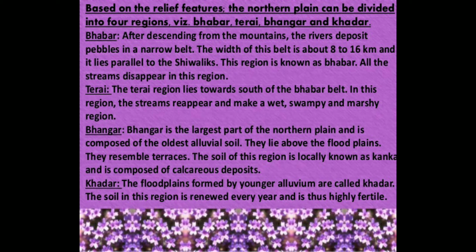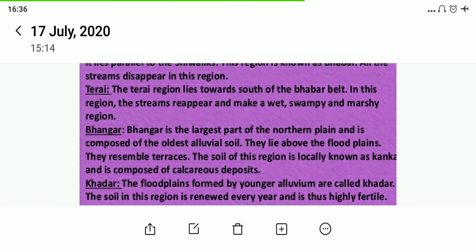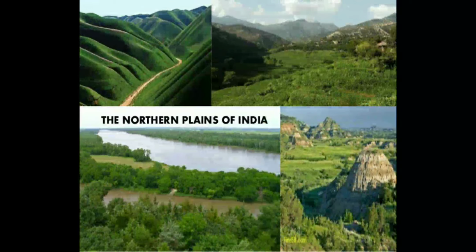Then comes Khadar. The flat plains formed by younger alluvium are called Khadar. What is Khadar? The plains formed by flood water. The soil in this region is renewed every year, like your dresses, and is thus highly fertile because of its high humus content. I hope it is clear to you. Northern plains.